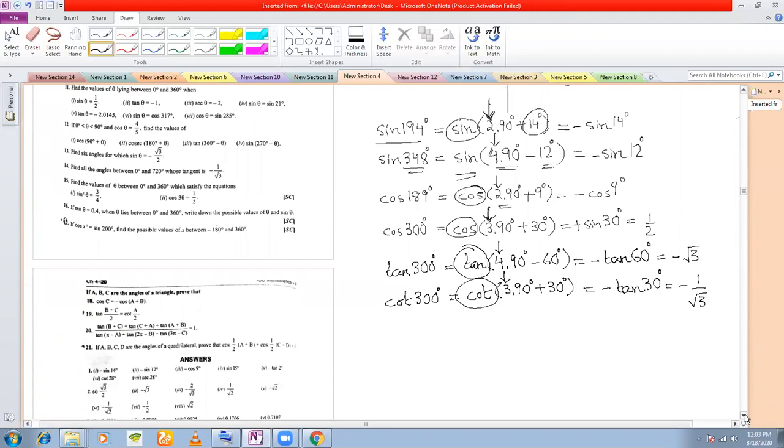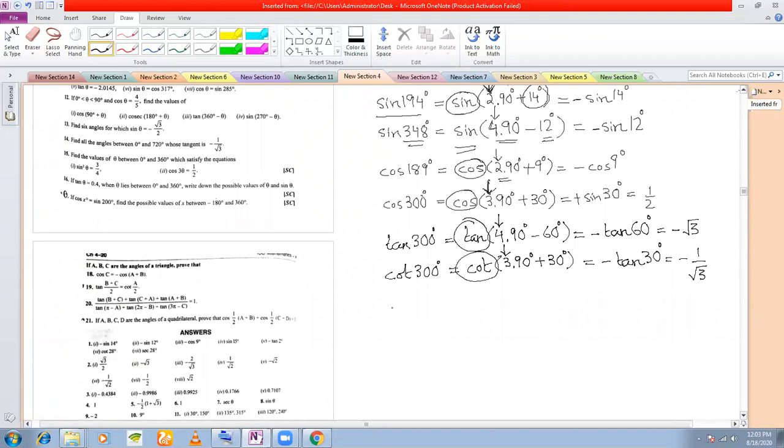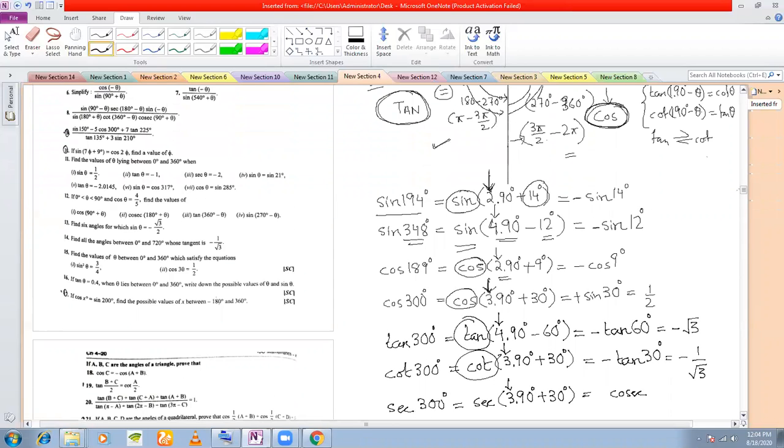Okay. So let us now try sec 300 degree. How to find out the value of sec 300 degree? Let us try this out with the help of an odd multiple. So again, you write this as 3 into 90 degree plus 30. Again, now see, this is an odd multiple. So sec will change to cosec. And which quadrant am I in? I'm in the fourth quadrant. 3 into 90 degree means third quadrant, plus 30 means I moved to the fourth quadrant.